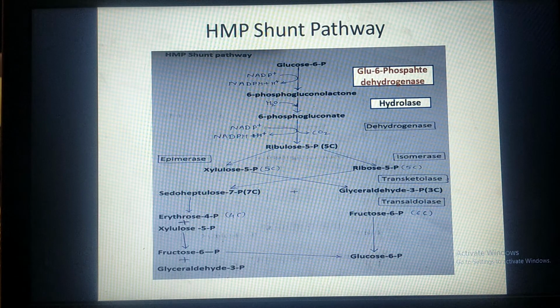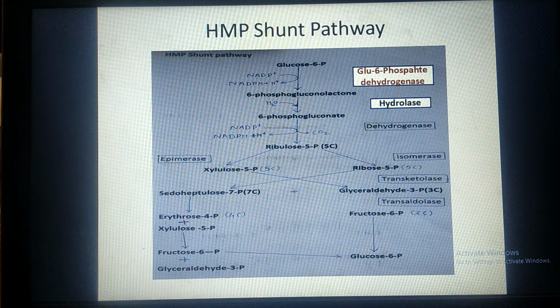So this is the complete HMP Shunt pathway. It starts from glucose to ribulose 5-phosphate. That part of the pathway is called the oxidative phase of this pathway, and beyond this ribulose 5-phosphate, it is called the non-oxidative phase. In the non-oxidative phase of the pathway, generally interconversions of various sugars are seen.